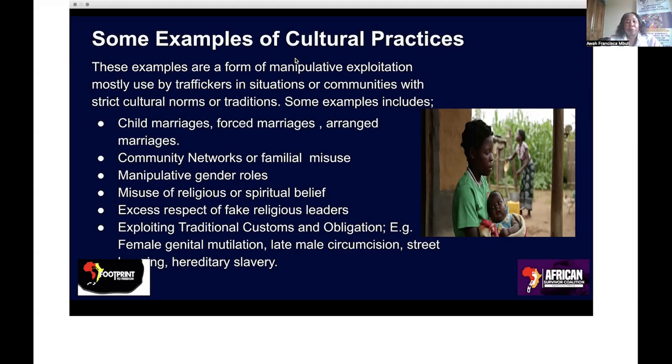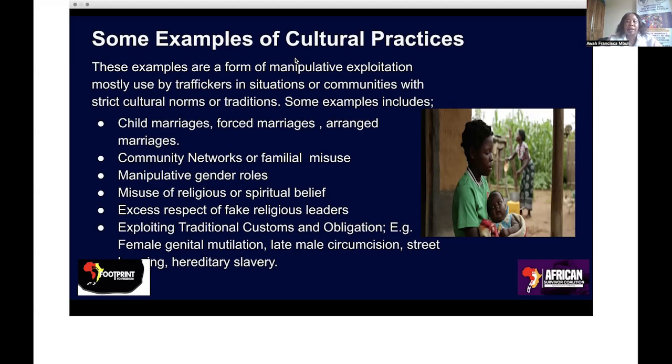Some of these examples quickly will include child marriages, forced marriages, arranged marriages. I know we are already versed with some of these terminologies, but arranged marriages, I will highlight on it. It occurs maybe in Cameroon specifically.